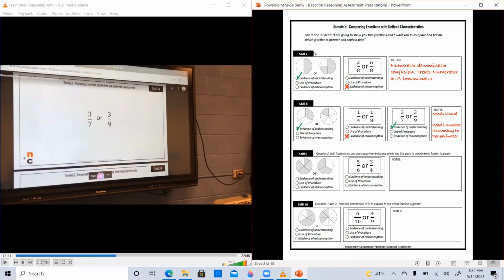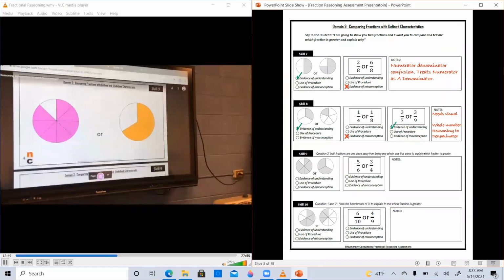So again, with the first 2 skills in domain 2, we picked up on some pretty big misconceptions that he has, that is going to help us when we choose our instruction for this student. Okay, the next skill has to do with both fractions being one piece away from one whole. So can they use that piece that's away to figure out which fraction is greater? So 3/7 is greater than 3/9? Okay.